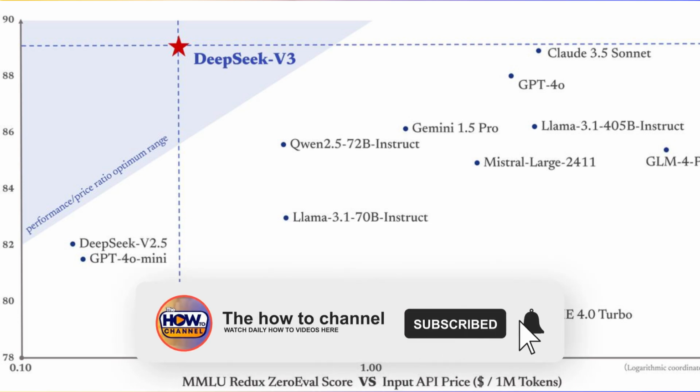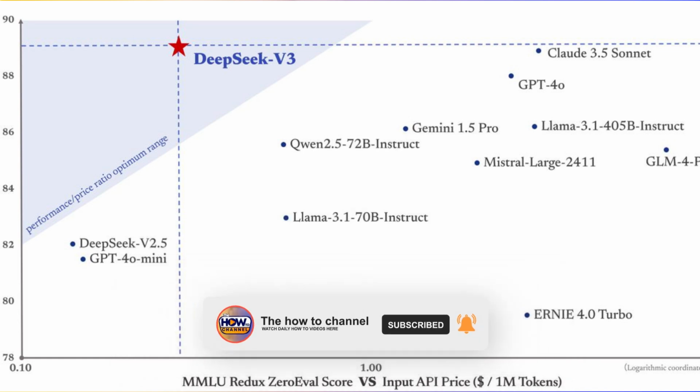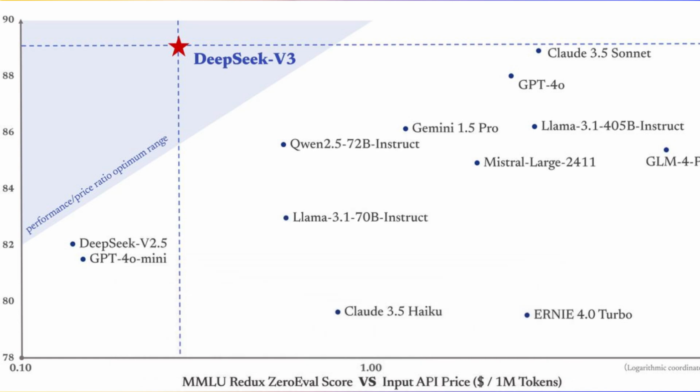In today's video, I'm going to show you how to use DeepSeek 3 in Make with OpenRouter. So in the last few days, DeepSeek 3 has come out and it's as good as ChatGPT 4.0 or Claude Sonnet, the latest one, but it's much cheaper. So this is price and this is quality. So as you can see, it's a really good LLM to use.